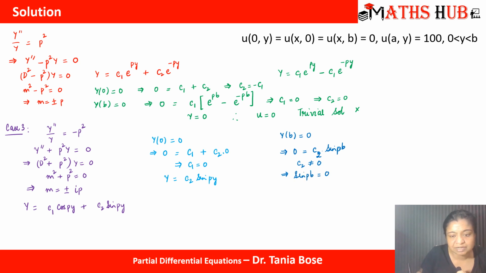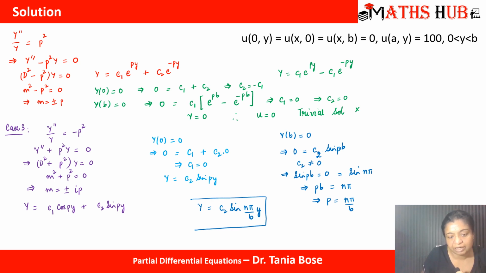And sine terms are only 0 when it is equal to sine n pi, right? So from here, when we compare the angles, we get pb is equal to n pi, which implies we get the value of p as n pi by b. So from here, we get y as C2 sine, we can put the value of p here. So it is n pi by b y. So this is the value of y that we obtained in the method of separation of variables.